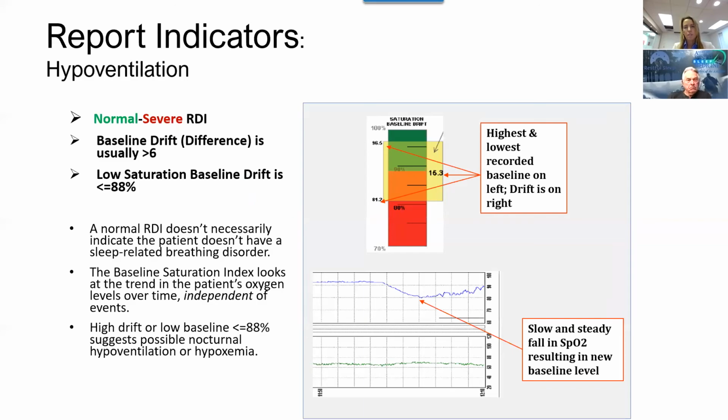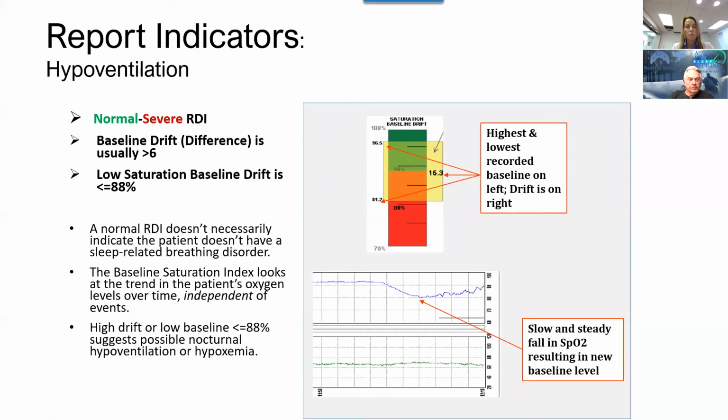The next example type we're going to take a look at here today is hypoventilation syndrome. Sometimes patients will have a hypoventilation independent of any kind of sleep apnea, so they may have a normal RDI in some cases. The baseline drift in these patients is usually greater than 6, and the low saturation baseline, which is the most important value that we're looking at here, is going to be at or below 88%.